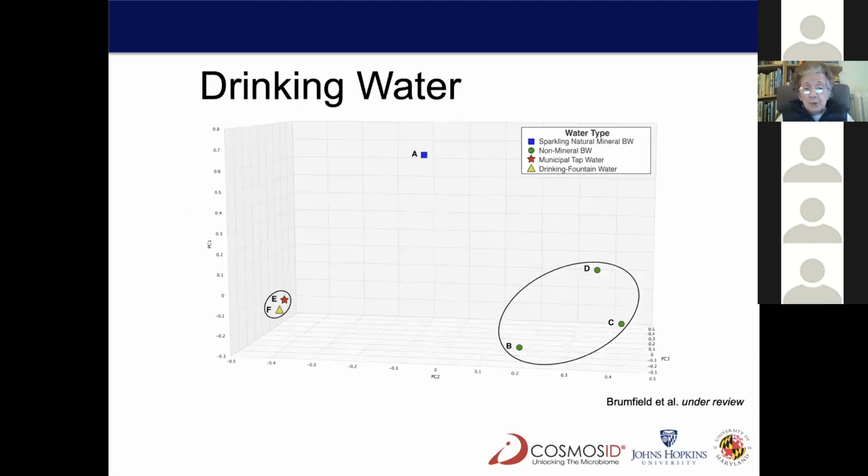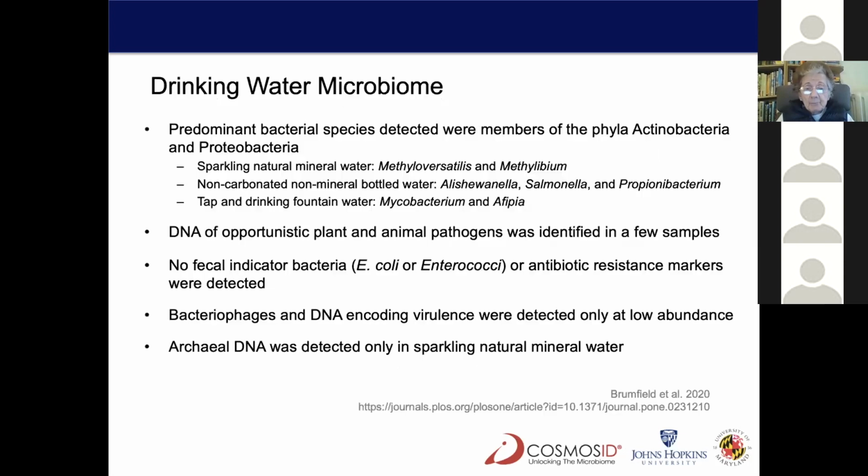We were able to show, in this principal component analysis, that the blue is the sparkling natural mineral water, the green are the non-mineral bottled water, and the red star and the triangle are municipal tap water and drinking water fountain. So we can determine by the microbiome the source of the water. Next slide, please. Very quickly, the predominant species were really non-pathogens.